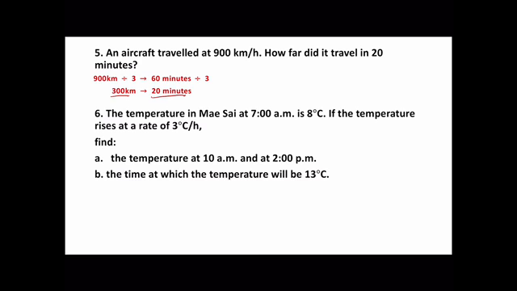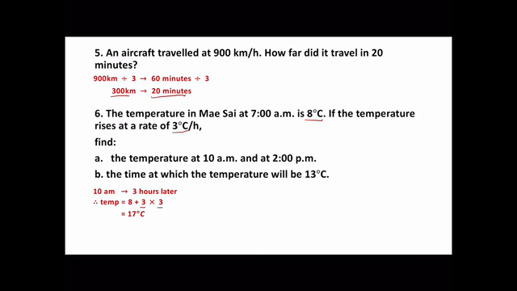Number 6. The temperature in Mae Sai at 7 a.m. is 8 degrees Celsius. The temperature is rising at a rate of 3 degrees Celsius every hour. So first find the temperature at 10 a.m. and at 2 p.m. So find it at 10 a.m. First, we need to know how much longer that is than 7. So from 7 a.m. to 10 a.m., 3 hours have passed. So 3 hours later, the temperature will be the 8 that it started at, and then it rises by 3 degrees every 1 hour. So it'll go up 3 degrees for 3 hours. So we need to add 3 times 3 to 8, 17 degrees Celsius.